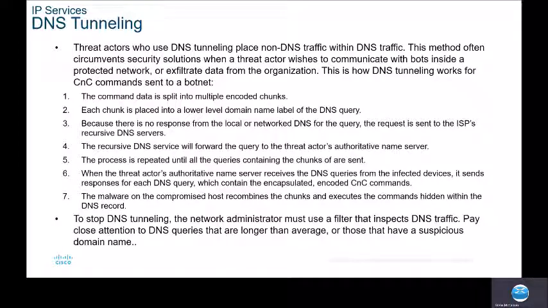Because there is no response from the local or network DNS for the query, the request is sent to the ISP's recursive DNS servers. The recursive DNS service will forward the query to the threat actor's authoritative name server. The process is repeated until all the queries containing the chunks are sent. When the threat actor's authoritative name server receives the DNS queries from the infected devices, it sends responses for each DNS query, which contain encapsulated encoded CNC commands. The malware on the compromised host recombines the chunks and executes commands hidden within the DNS record.